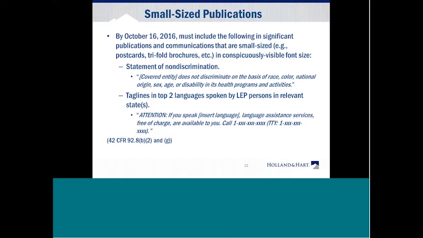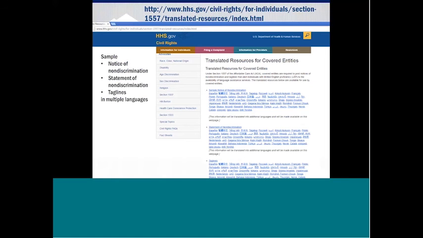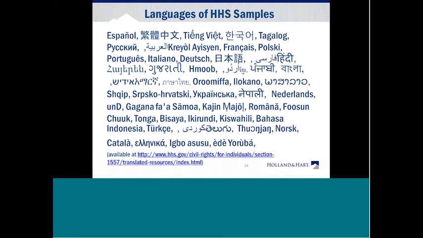So for larger documents, you've got to post the notice and the taglines in 15 languages. For small-sized publications, you've just got to post the statement of non-discrimination plus the taglines in 2 languages. The government has given you fairly significant resources to help you do this, including sample notices that have been translated into different languages, including all of these different languages that are there on your screen.